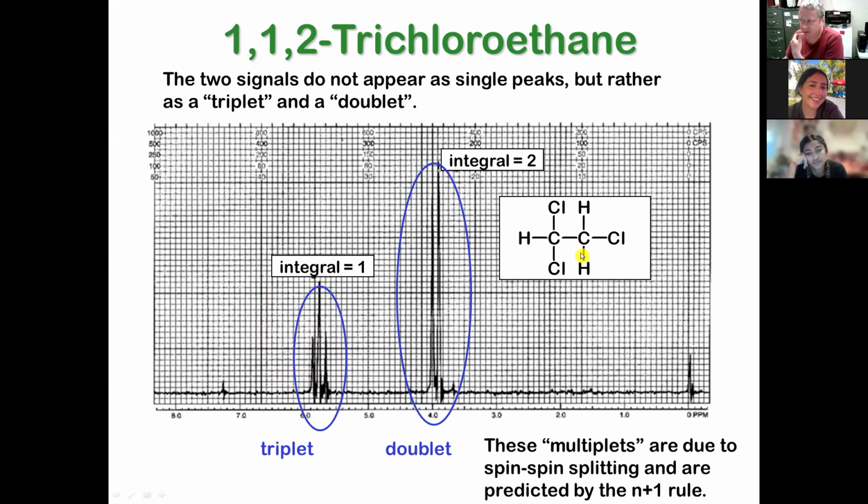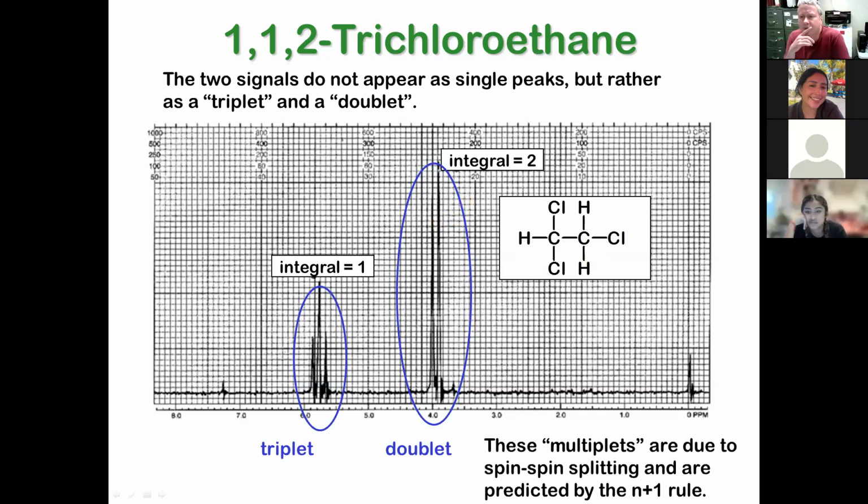So that is a triplet. Now what about the CH2? How many neighboring protons are on the CH2? There's 1 neighboring proton. What's 1 plus 1? That's 2. And that's what this n plus 1 rule is. It's the neighbors plus 1. So the CH2 has 1 neighbor, and that's why it becomes a doublet. That's the rule in a nutshell. We'll see lots of examples. What if you have 6 neighbors?